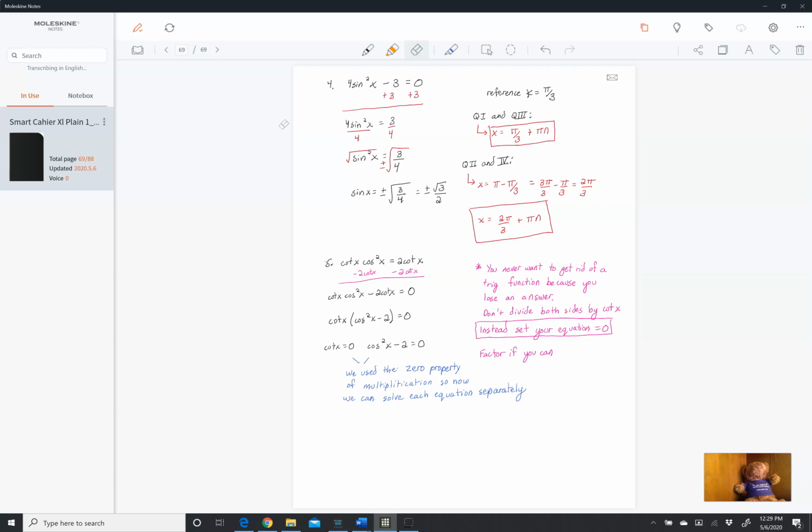Okay, so we need to figure out where cotangent of x is equal to 0. So we're going to start with that one. And I'm going to put these in red as your 2 separate equations. Okay, we need to figure out where the cotangent of x equals 0. But we don't know cotangent of x, right? We only know sine, cosine, and tangent, but that's okay, because we could take the reciprocal of both sides.